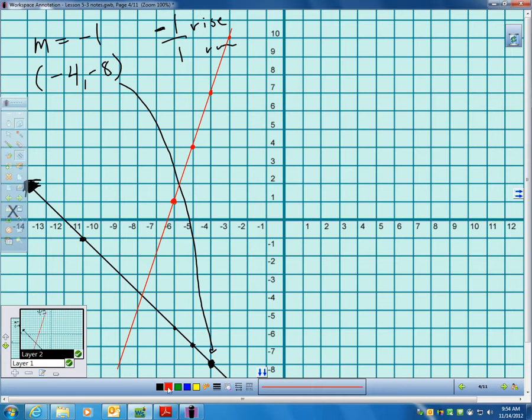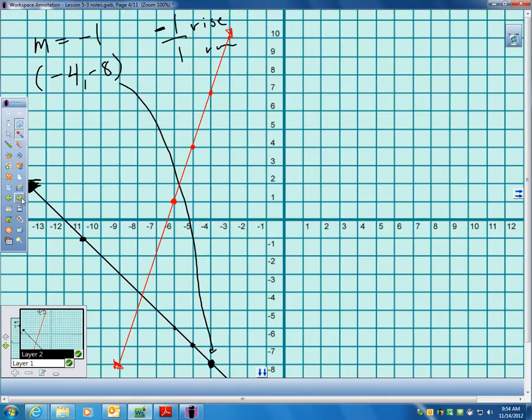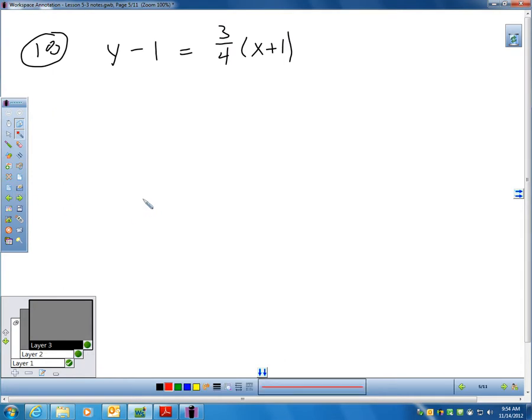There we go. Put arrows at the end, and you have this thing graphed properly. There's the line for the equation y minus 1 equals 3 times x plus 6. In question 18, I won't actually graph the whole thing, but just to make sure we understand what I need to do to graph. There's my equation.